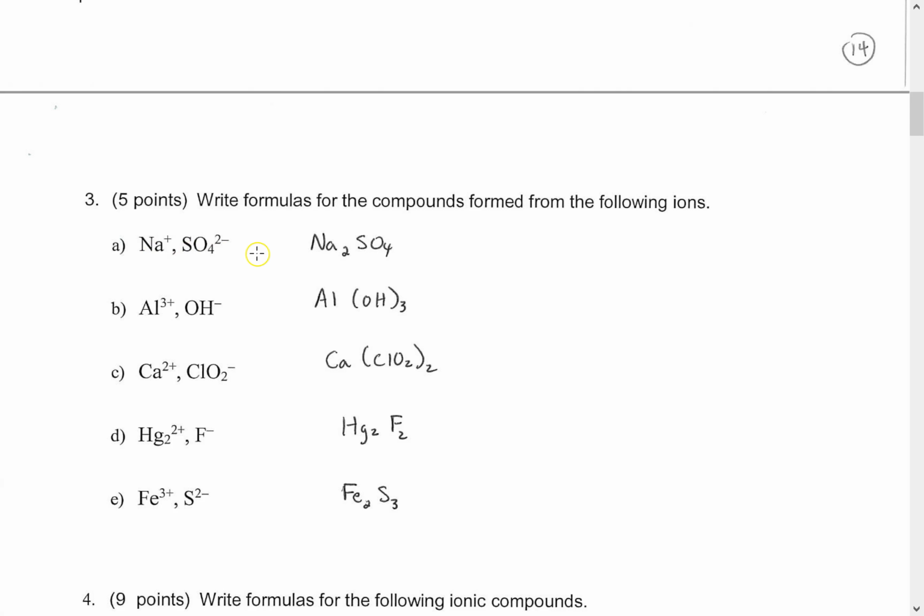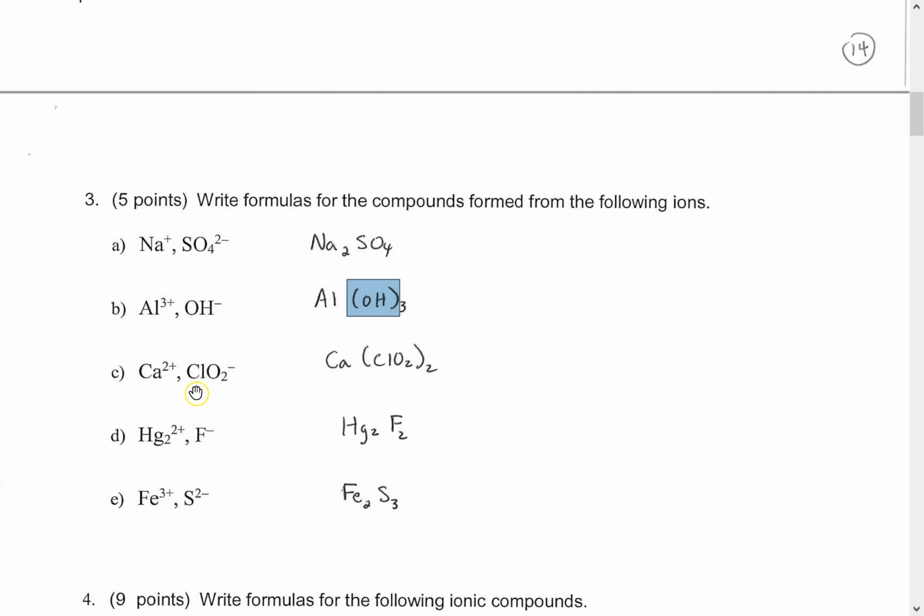For this section, I gave you the component ions, and you needed to write the neutral formula. So it's the crisscross. Since the magnitude of the charge on the anion is 2, I'm going to need 2 cations, sodiums, and the magnitude of the charge on the sodium is 1, so I'm only going to need 1 SO4. For the next one, for B, if we crisscross, and sometimes this gets a little bit confusing, we need 3 of these. The magnitude of the charge on the cation is 3, so we need 3 anions, and it's a polyatomic anion, so we have to put the hydroxide group, the OH group, in parentheses and put the 3 outside.